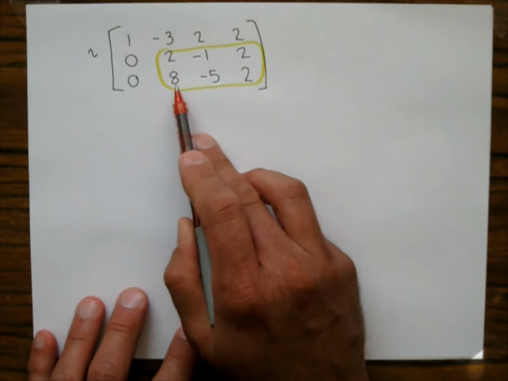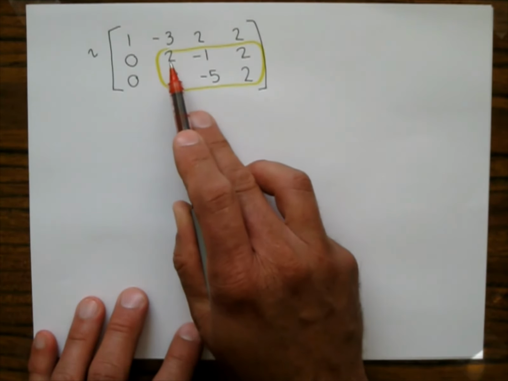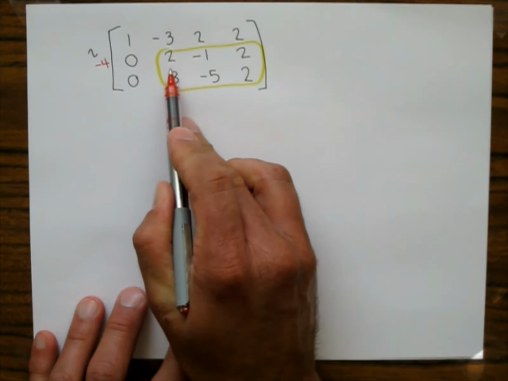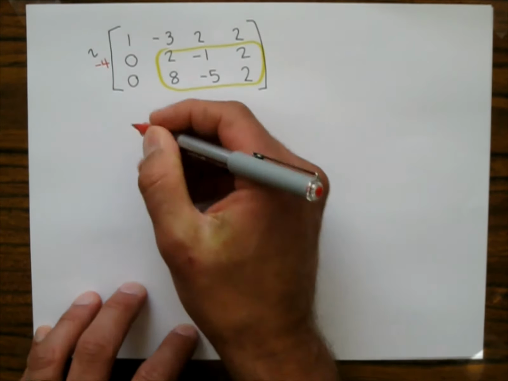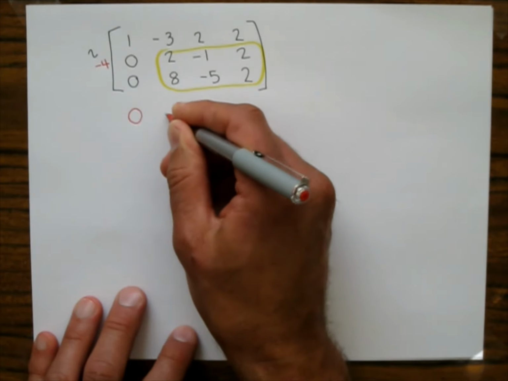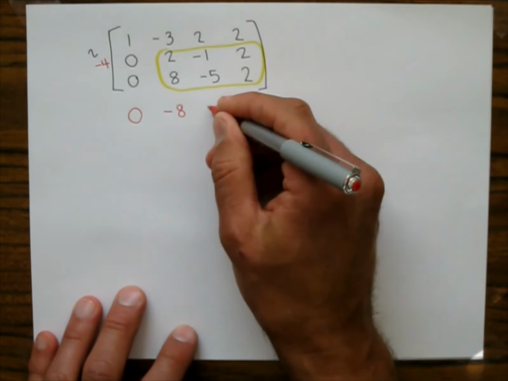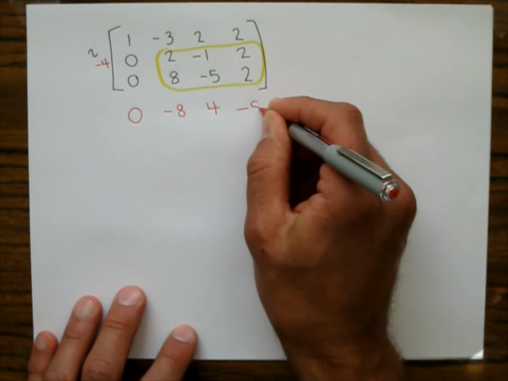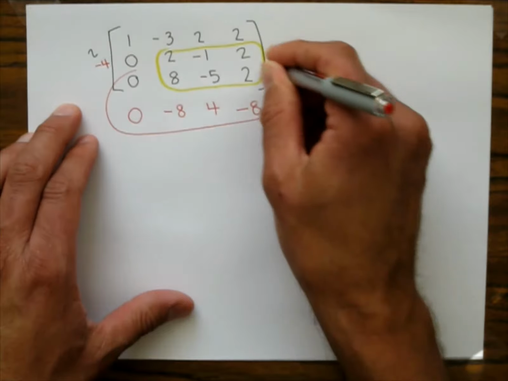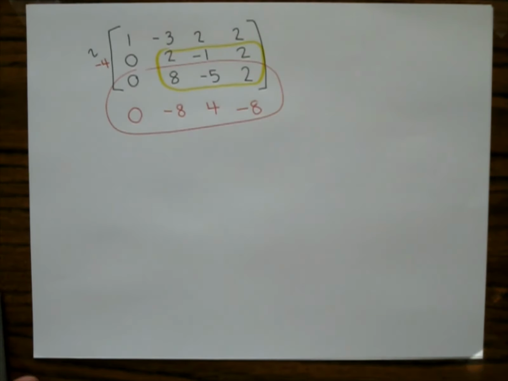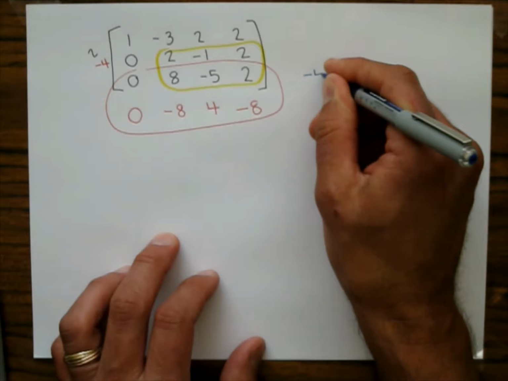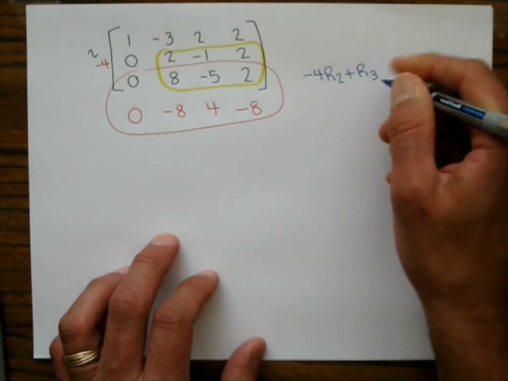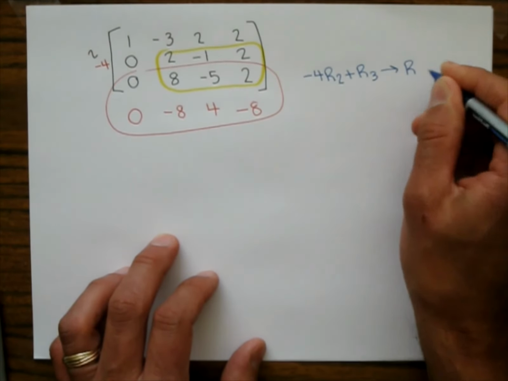I just want to get opposites there, and I'm going to multiply row 2 by a -4. You do that, you'll end up having a -8 there and a +8 there. So my temporary row 2 is going to be 0, -8, +4, because I have -4 times -1, and then we have -8. I'm going to add this to row 3, and that's going to give me my new row 3. So -4 times row 2 plus row 3 gives me the new row 3.